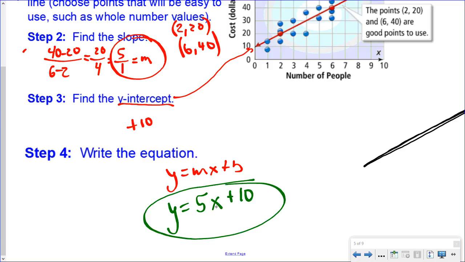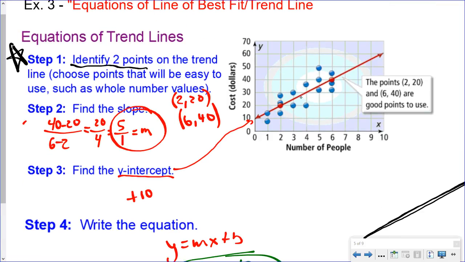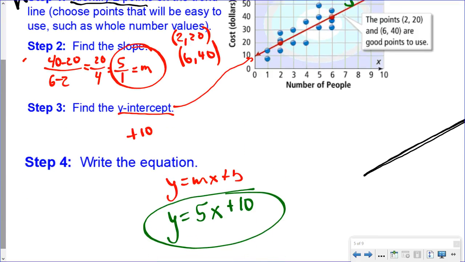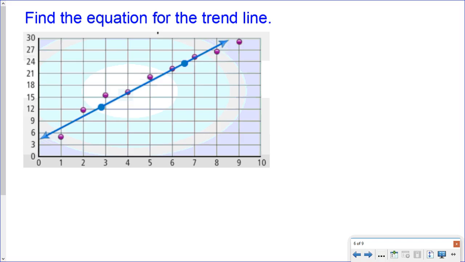And this describes basically the trend of these points. Are all my points going to be on that line exactly? No, but this is y equals 5x plus 10, and that's what I'm looking at. That's a way to describe what's happening in the scatter plot.